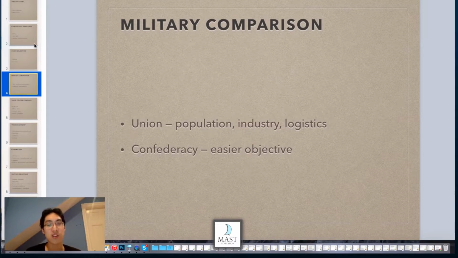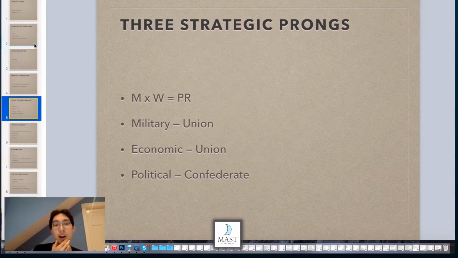Fighting a defensive war has several advantages. You know your own territory better. You don't need to stretch out your supply lines. You're not necessarily attacking fortified strong points as often, which means you suffer fewer casualties. So the Union had most of the material advantages, but the Confederacy, in terms of goals of winning the war, had an easier goal. So how does this affect strategy?